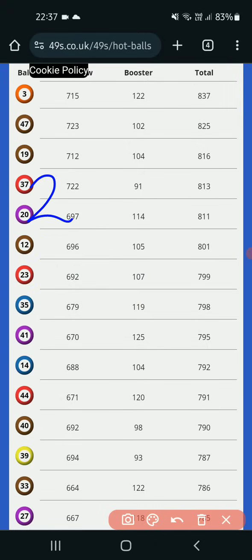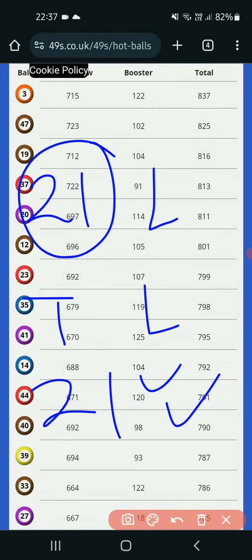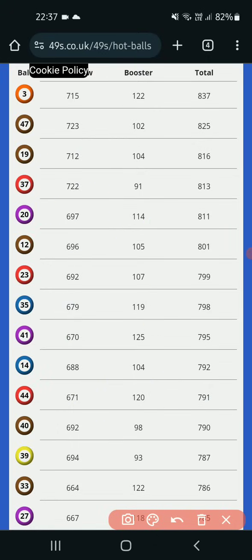We have got 21. They positioned 21 on lunchtime. We were expecting it to play on tea, so it didn't play. Tomorrow lunchtime, let's go again with 21 as our main banker, right? As our main banker.